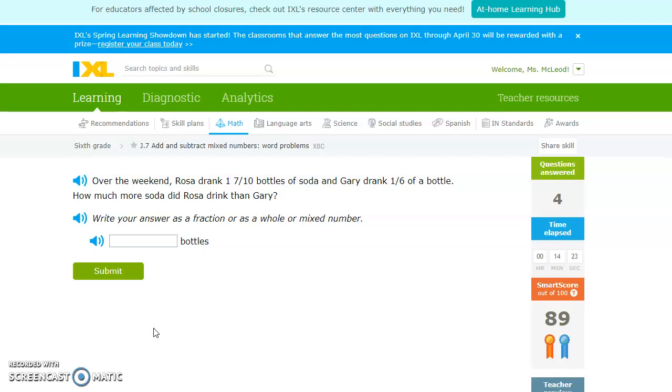So we can tell from our words that we have how much more and than, which is another comparison term, so that we're seeing subtraction here. We see that Rosa drank a certain amount and then Gary drank a certain amount, and we want to compare them. Now this is 89. I'm trying to get to that 100, so it's going to be a little tougher. So let's do the work together. We'll bring up that screen.